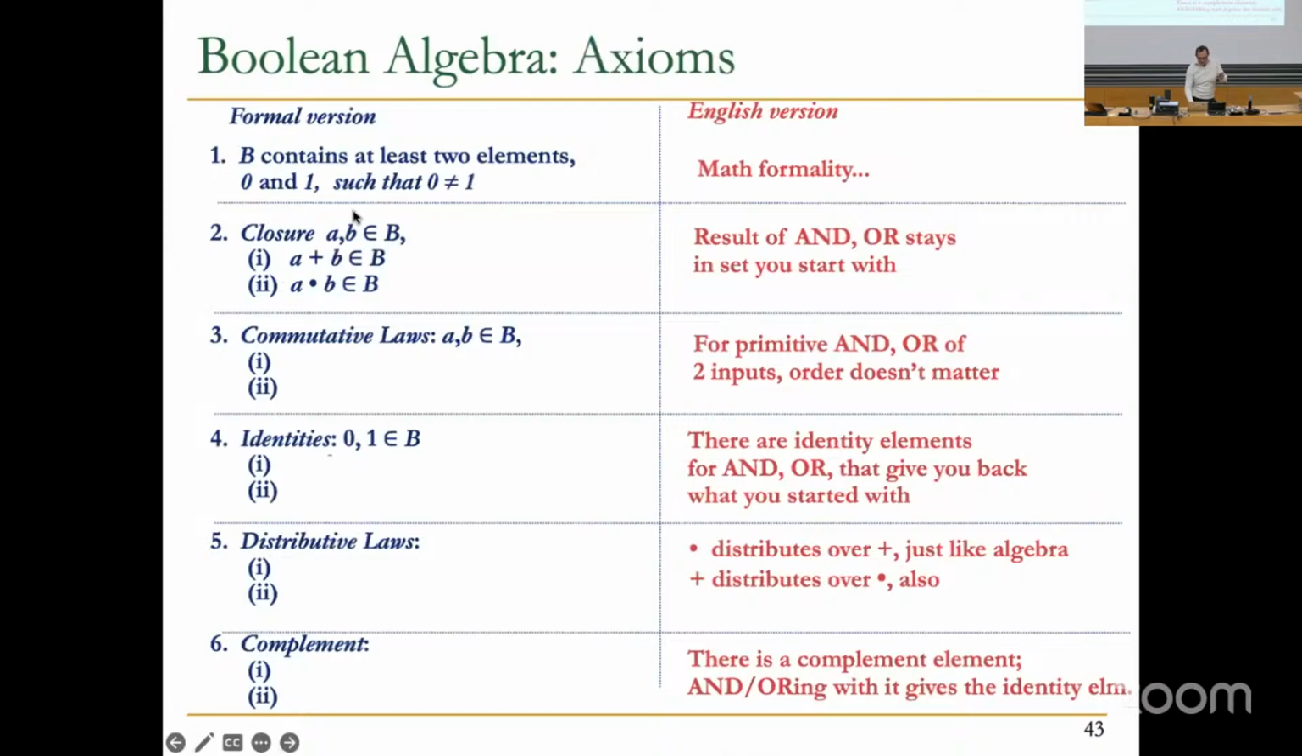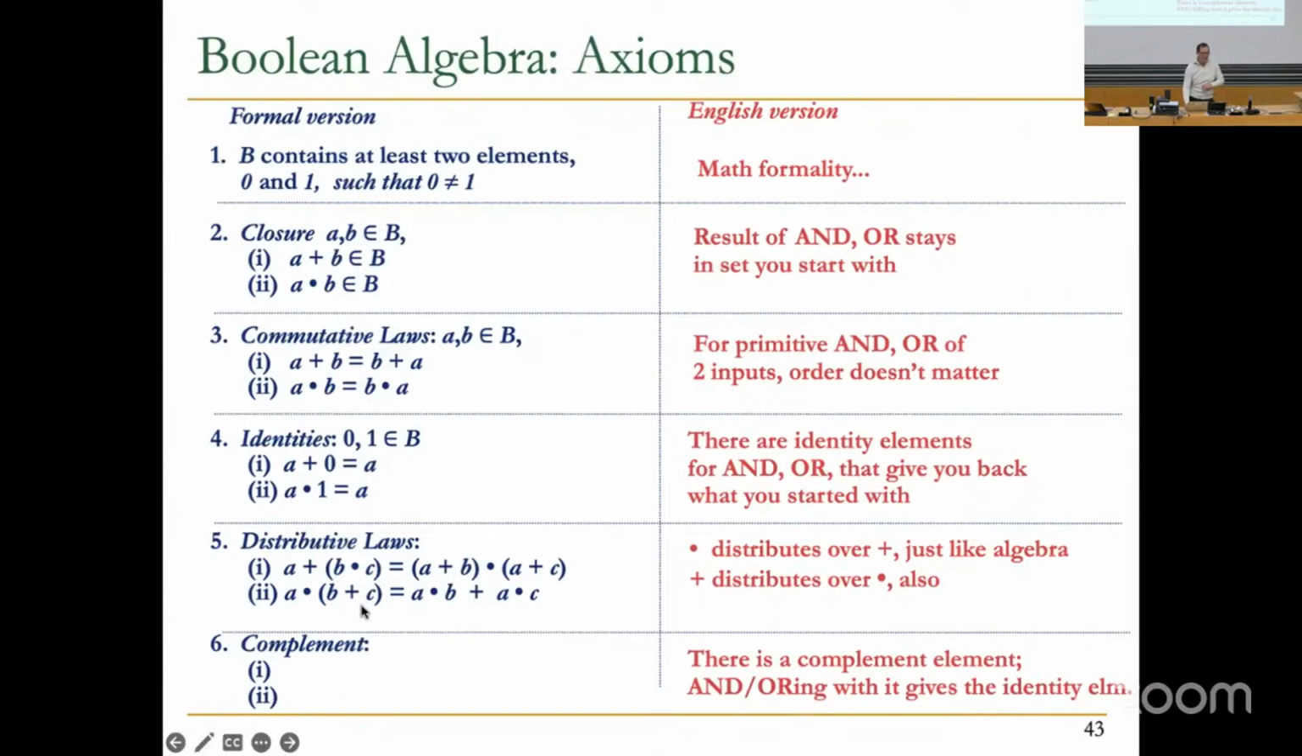Okay, so probably you've seen a lot of this, but let's see. There are only two elements in the Boolean algebra, 0 and 1, and they're not equal to each other. The result of AND and OR stays in the set you start with. There are commutative laws, A or B is the same as B or A, and that applies to AND also. There are identity elements, A or 0 is A, and A and 1 is A. There are distributive laws, basically, OR distributes over AND, and AND distributes over OR also. That's good. You can convince yourselves of these. These are axioms. You can prove them.